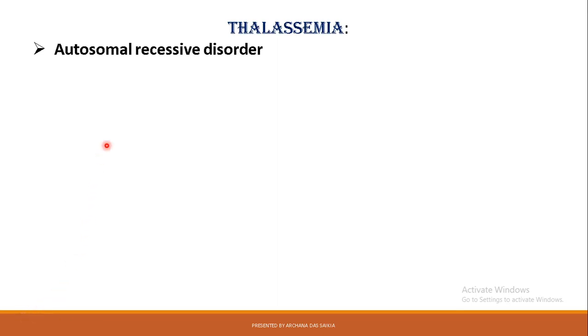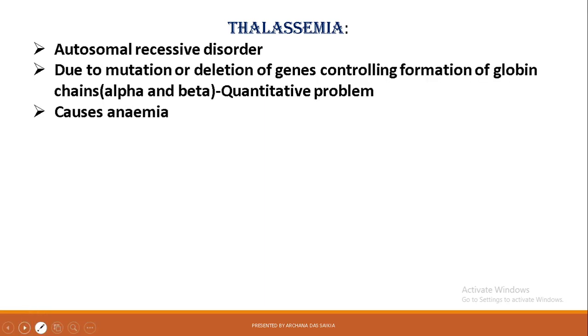Okay, now we move on to the next type of disorder, thalassemia. Now what is thalassemia? Thalassemia is also an autosomal recessive disorder. Even in this, what happens? Due to mutation or deletion of genes controlling formation of globin chains, alpha and beta. Now why does it appear? This is also an autosomal recessive disorder, which means both the parents have to be carriers, then only the child is likely to be affected. Now why does it happen? It happens also due to mutation or deletion of genes. What genes? Those controlling the formation of globin chains.